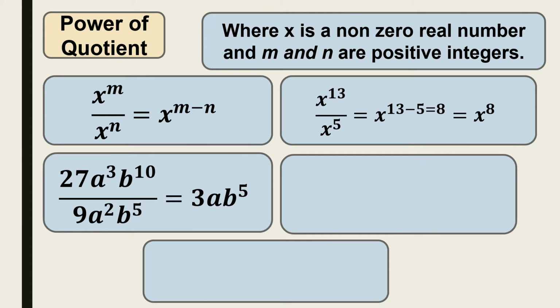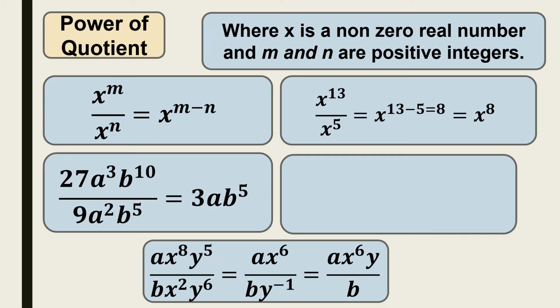Next, 27a cubed b to the 10th power over 9a squared b squared. You divide first 27 by 9, so that is 3. And then for a, 3 minus 2 will become 1. So again, we have a 1 there, so you don't need to write 1. Then 10 minus 5 for b, that's 5.